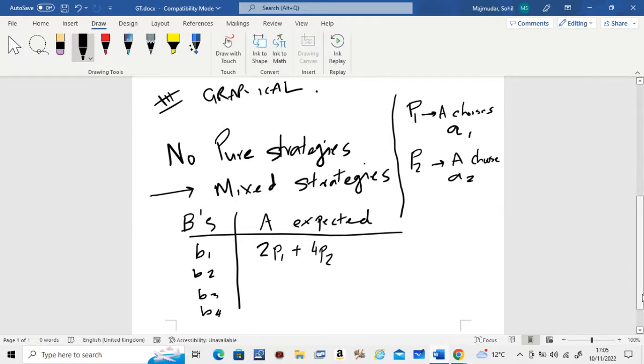The other thing to remember here is that the sum of the probabilities will always be equal to 1. So if P1 plus P2 is equal to 1, P2 will be 1 minus P1. In place of P2, you plug in 1 minus P1. So the problem becomes 2P1 plus 4 times (1 minus P1), which when simplified becomes 4 minus 2P1.